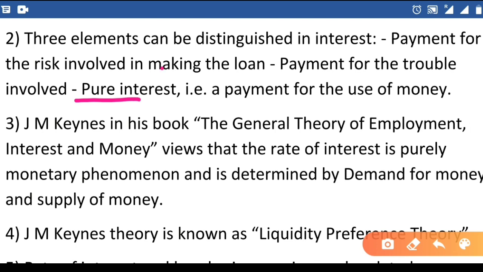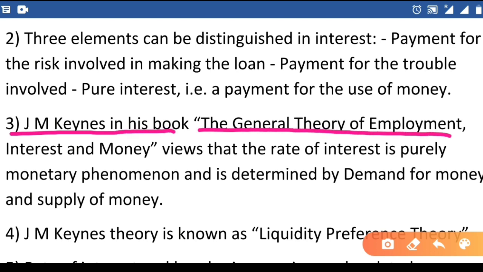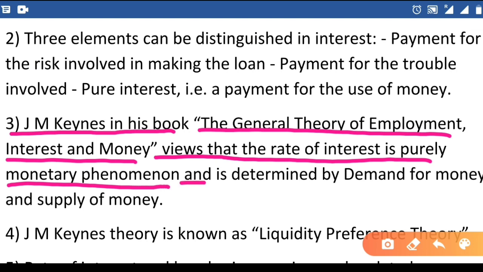Pure interest. Pure interest is nothing but the customer is using our money, that's why he has to pay some interest. That is nothing but pure interest. J.M. Keynes, in his book The General Theory of Employment, Interest and Money, views that the rate of interest is purely a monetary phenomenon and is determined by demand for money and supply of money.